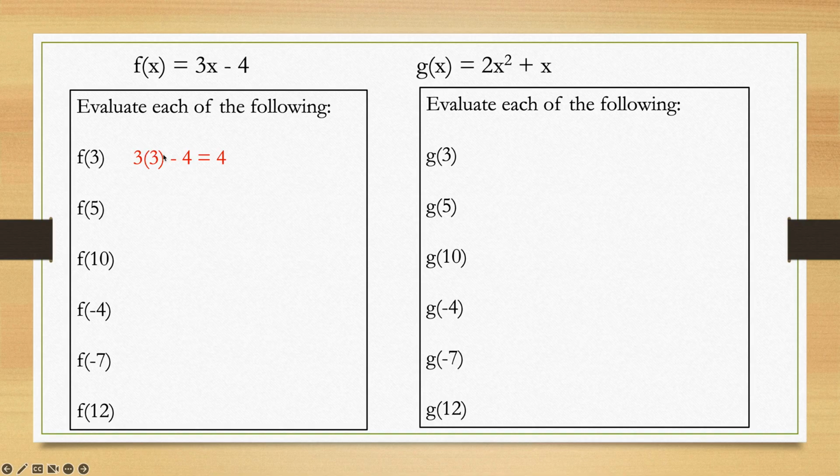So if the input is 3, 3 times 3 is 9, minus 4 is 5. I don't know, that was just a brain spasm. Next, 3 times the input, which is 5, is 15 minus 4 is 11. Next, the input is 10, so 3 times that input of 10, which is 30, minus 4 is 26. Don't know where those mistakes are coming from. 3 times negative 4 minus 4 is negative 17. No, it's negative 16. This mustn't have saved from before either.